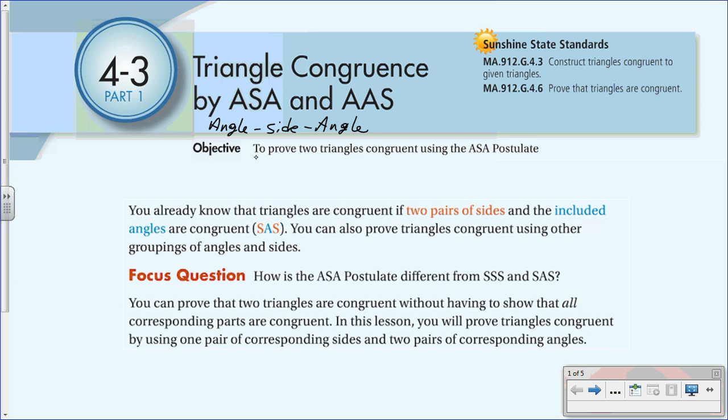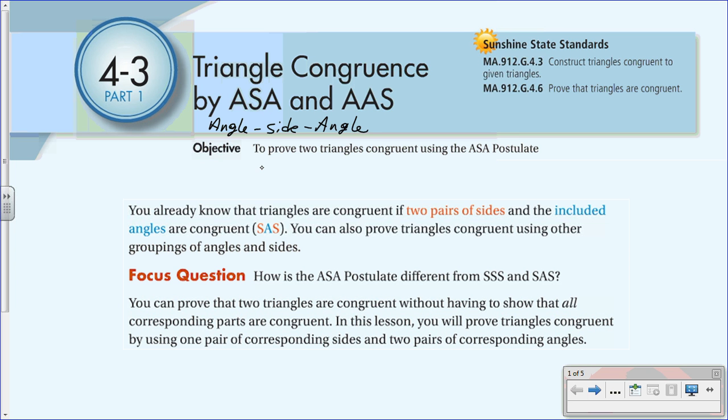So the objective is to prove two triangles congruent using the ASA postulate. Now, we already know that triangles are congruent if two pairs of sides and the included angles are congruent. This was your side angle side postulate we learned last video. However, you can also prove triangles congruent using other groupings of angles and sides. So our focus question for this lesson is, how is the angle side angle postulate different from the side side side and the side angle side postulate?